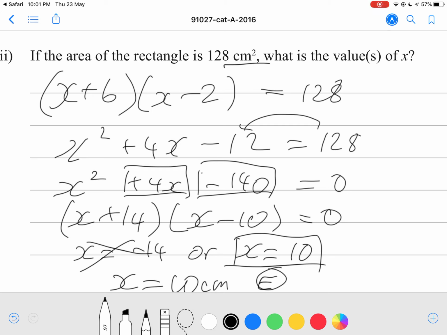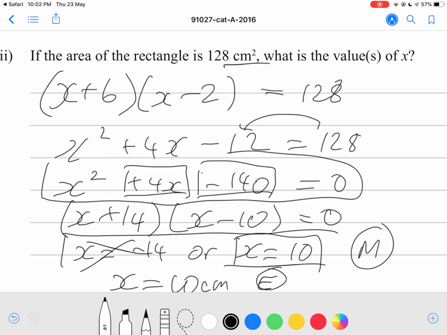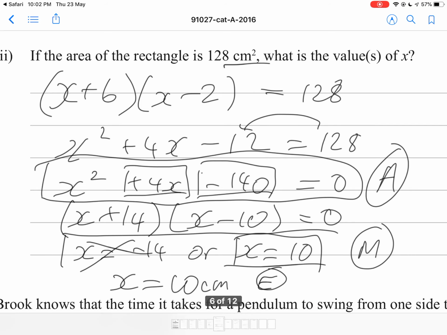To get a merit grade, you give both of these answers. So you don't cross out the x equals negative 14. If you don't cross it out, you'll get a merit. But if you cross it out and recognize that it's not a real solution, you'll get an excellence, okay? So to get an achieved, you'll rearrange it to equal 0. So you're going to say x squared plus 4x minus 140 equals 0. That will get you an achieved grade, okay? Alright, moving on.